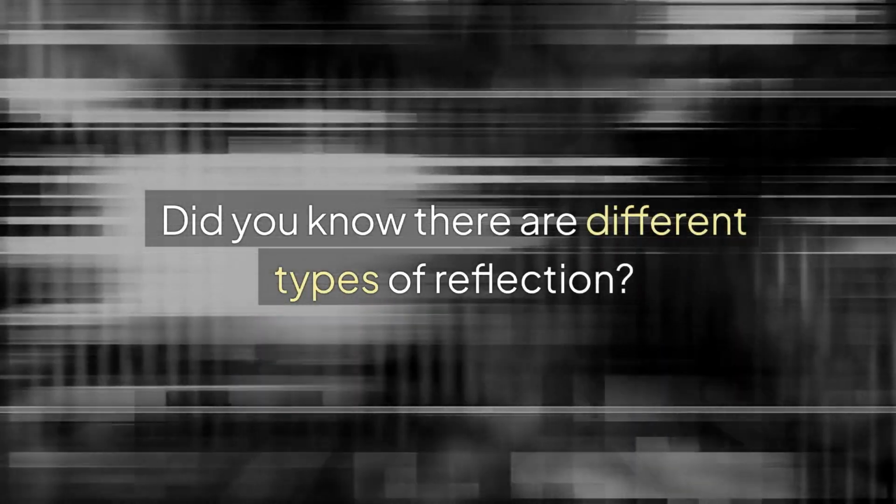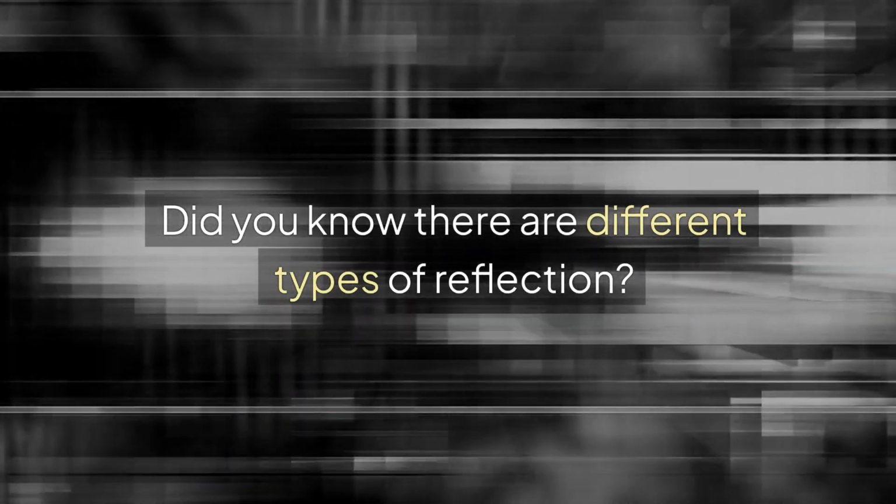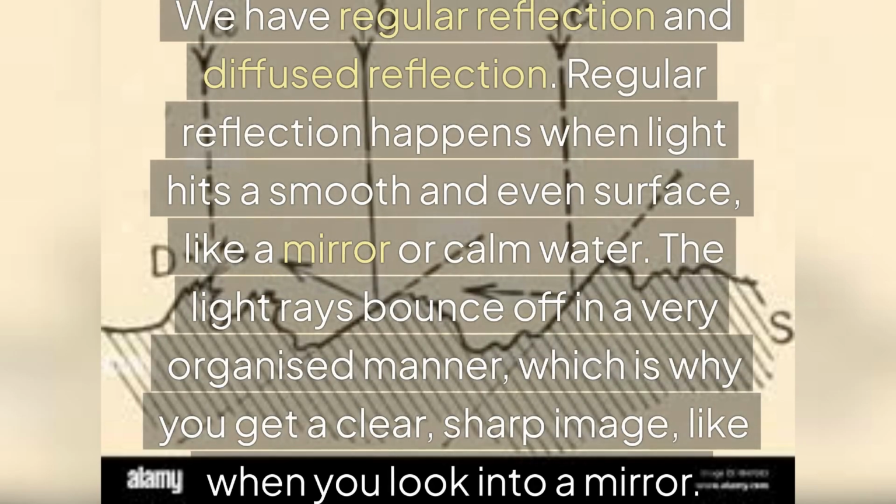Did you know there are different types of reflection? We have regular reflection and diffused reflection. Regular reflection happens when light hits a smooth and even surface, like a mirror or calm water. The light rays bounce off in a very organized manner, which is why you get a clear, sharp image, like when you look into a mirror.